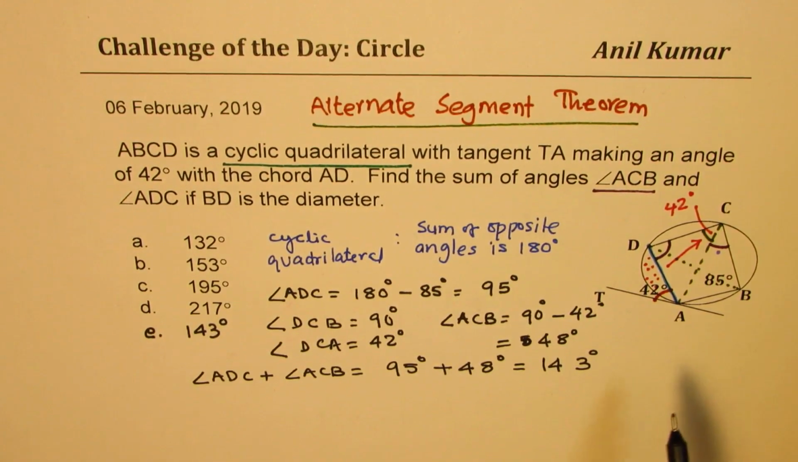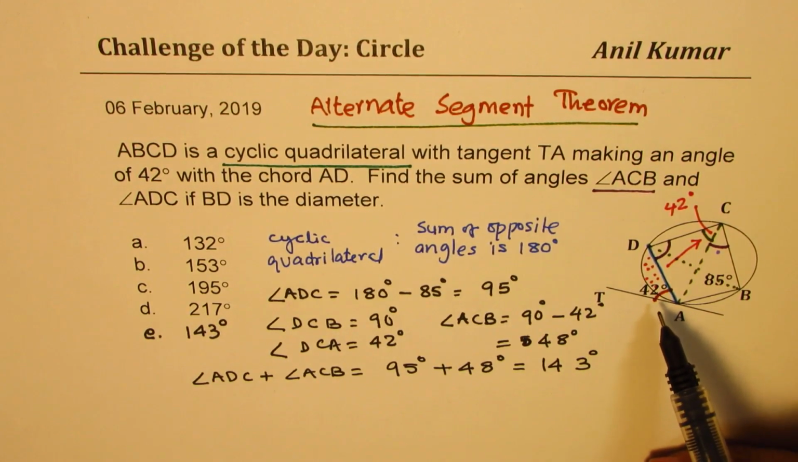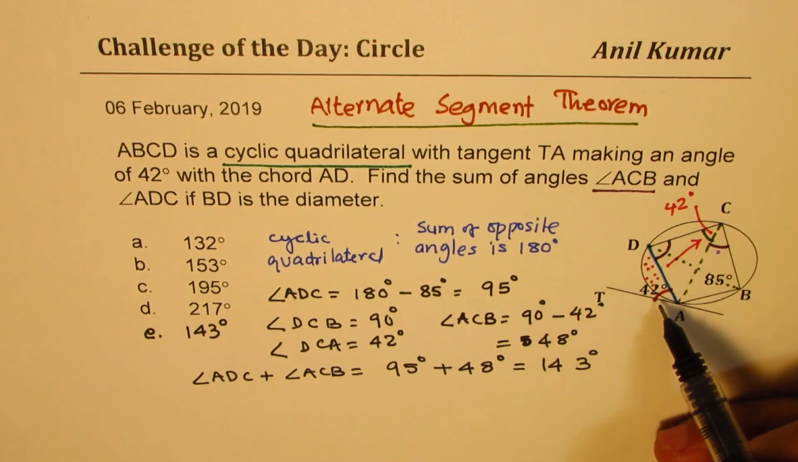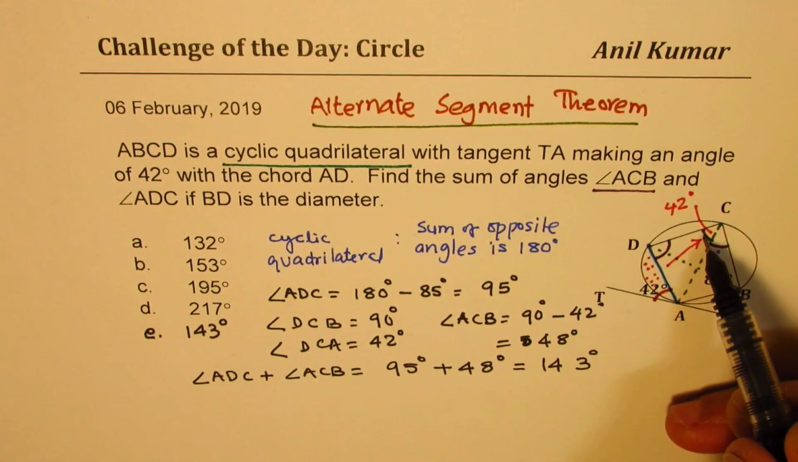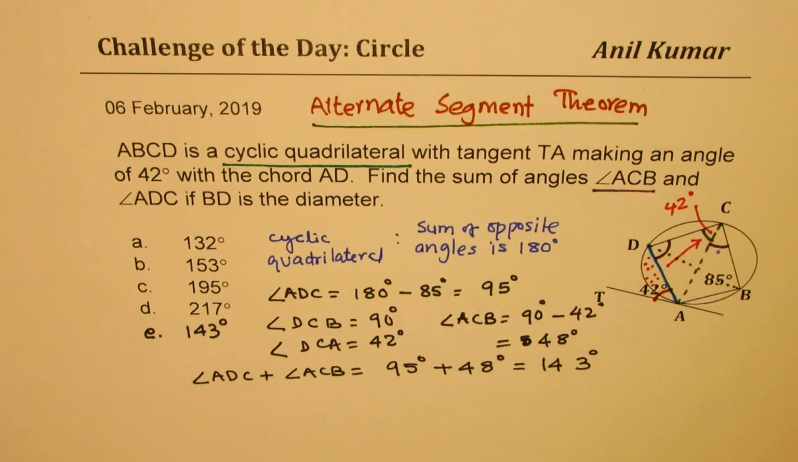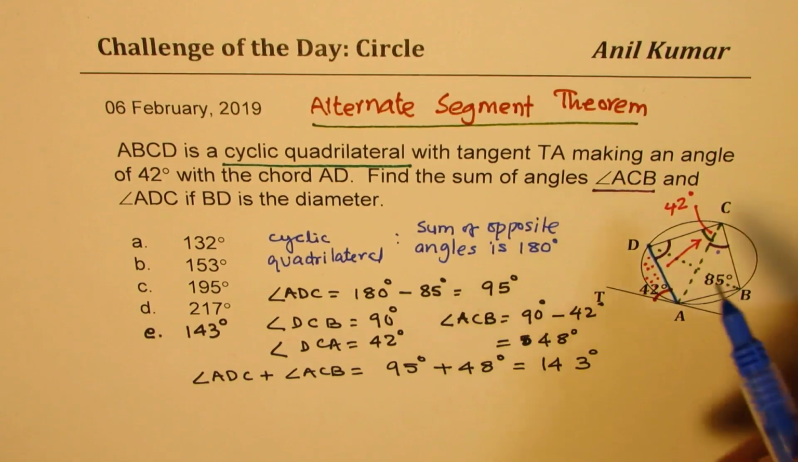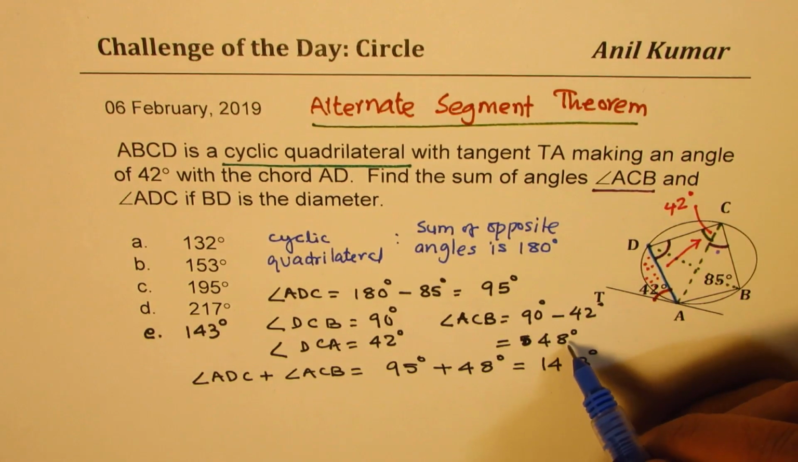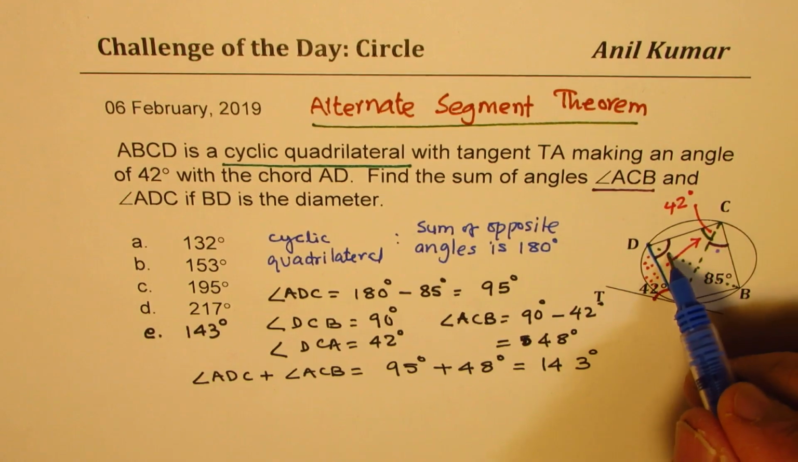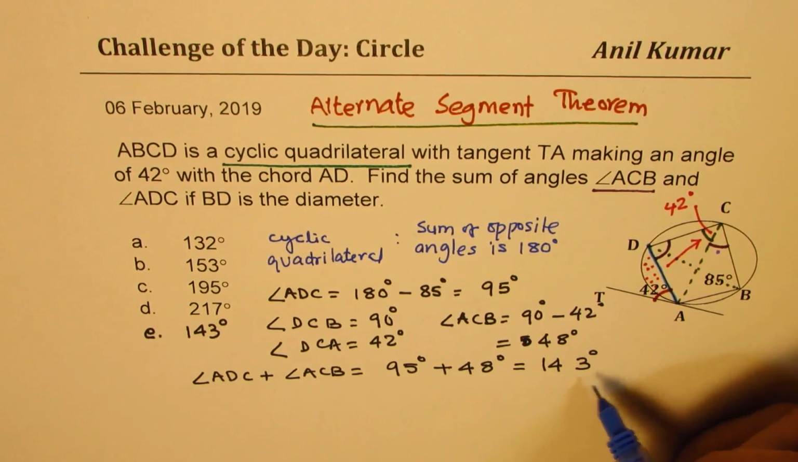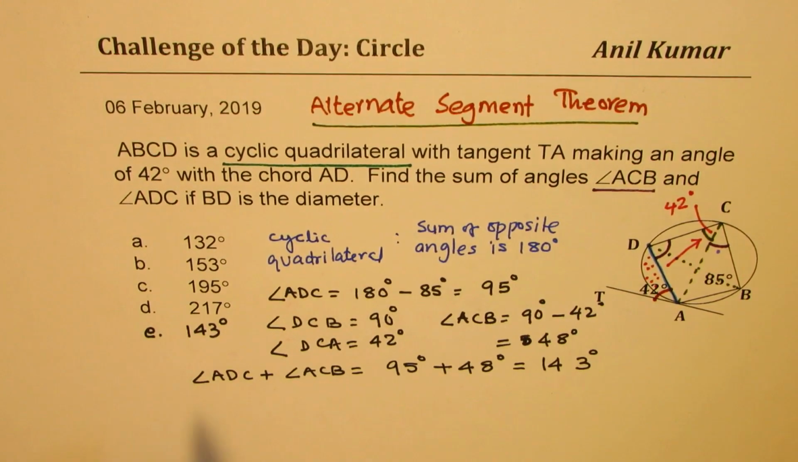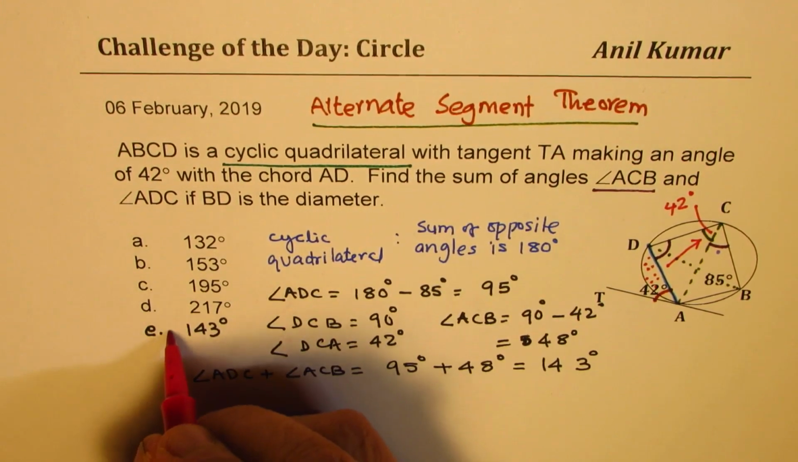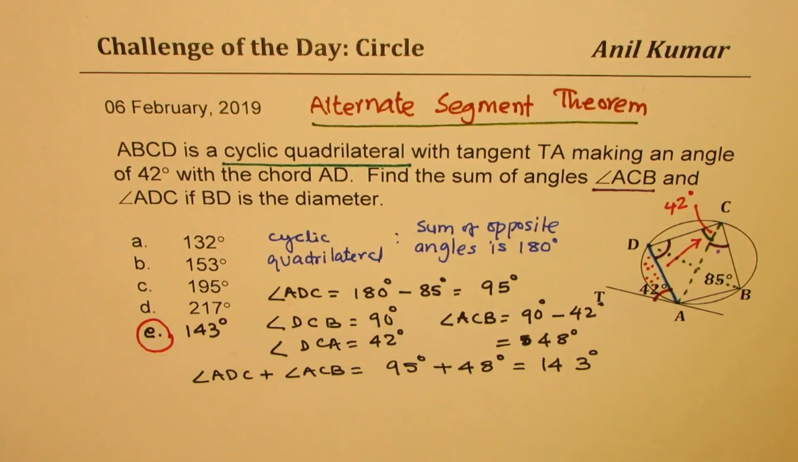I hope you understand how we got it. The alternate segment theorem tells you that the angle which is equal to 42 degrees is that one. And in a semicircle, you form 90 degrees. So the angle ACB is going to be 90 minus 42, which gives you 48 degrees. And 48 degrees plus that angle is 143. So I'm sorry, the choice should have been 143. The right answer here is 143 degrees. So that is how you need to solve it. Thanks for watching, and I hope the concept is clear.